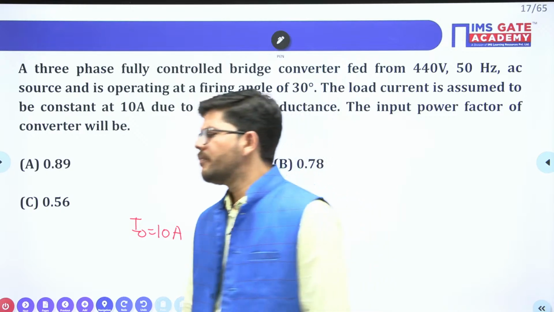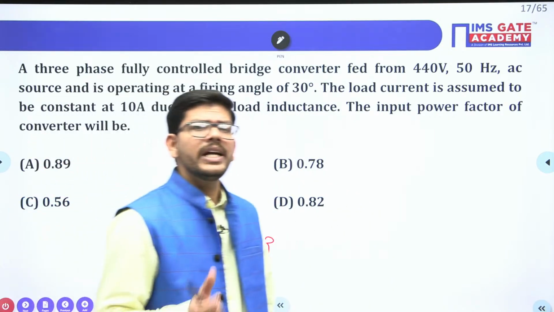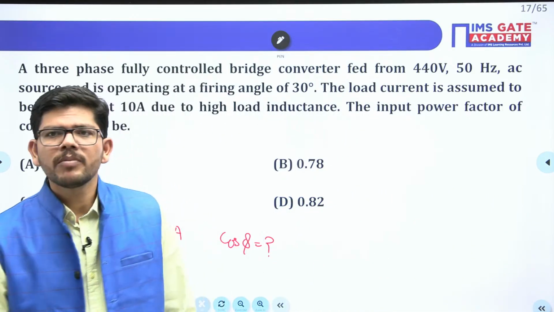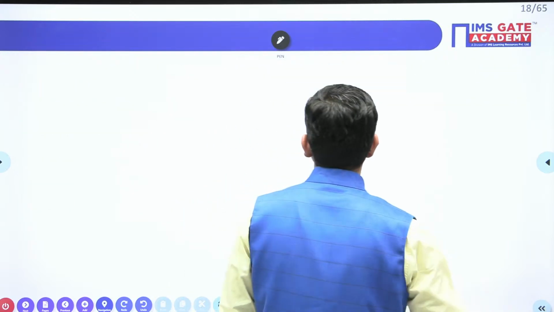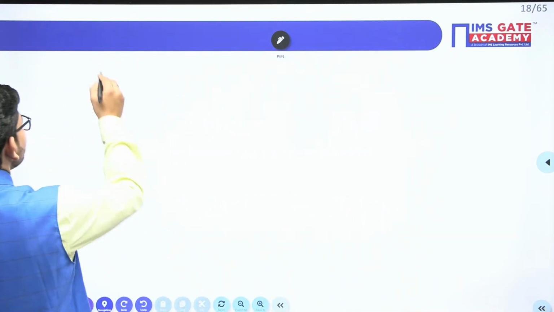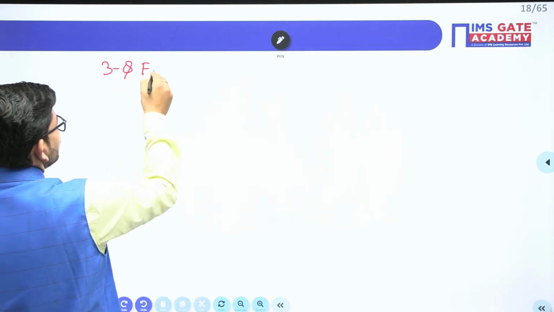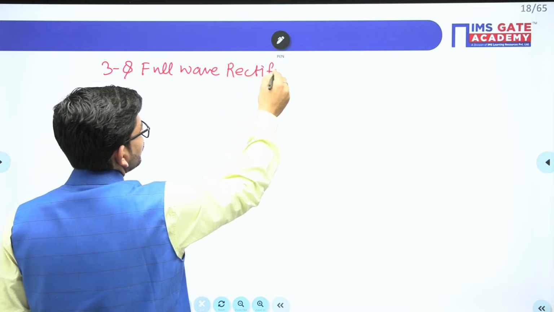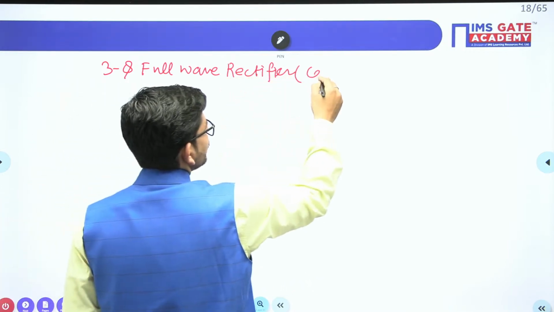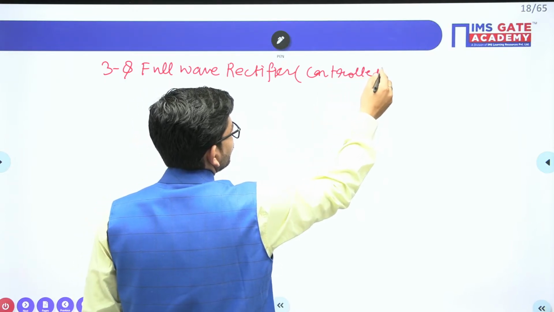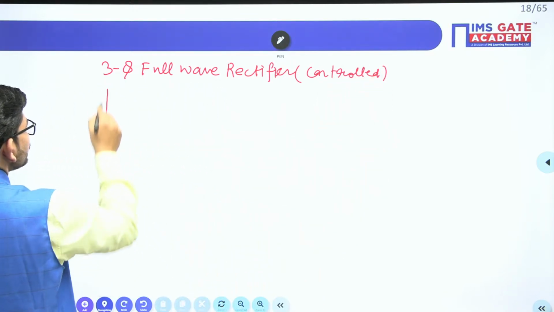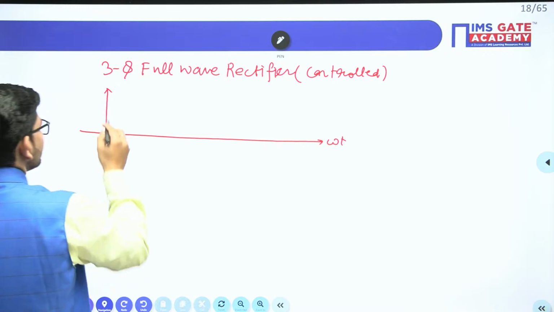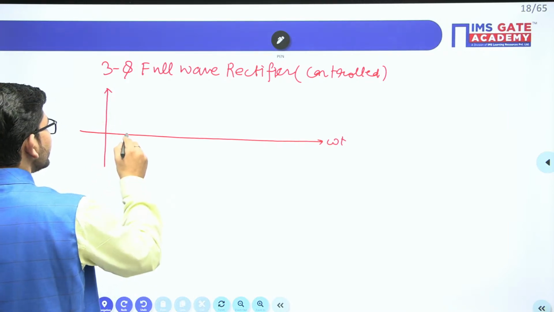Although we have a very easy formula for calculating the input power factor here, how you can approach that formula is also important. In a 3-phase full wave rectifier, of course the controlled one, if you remember, the source current waveform is something like this.